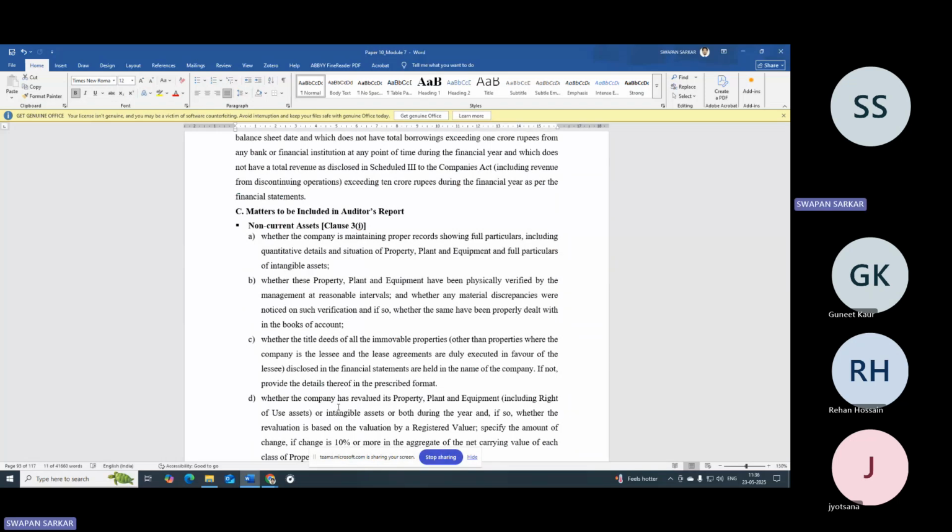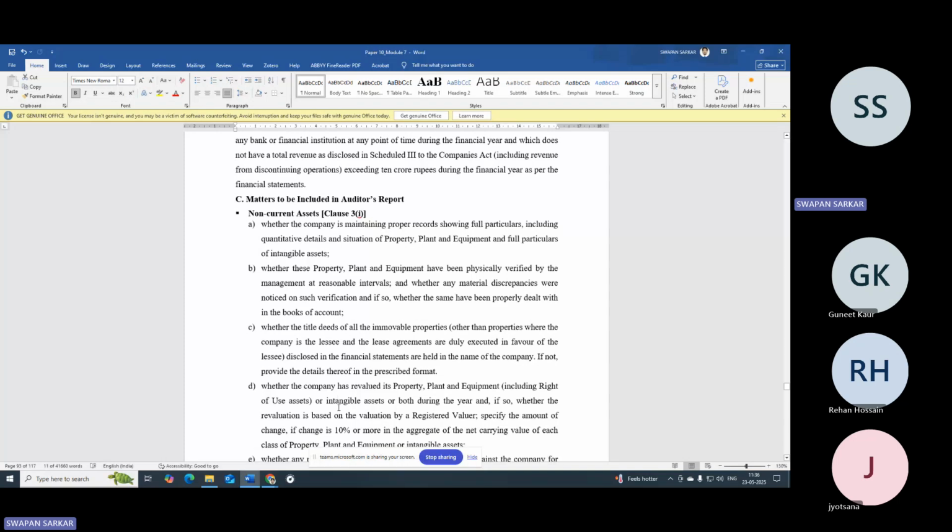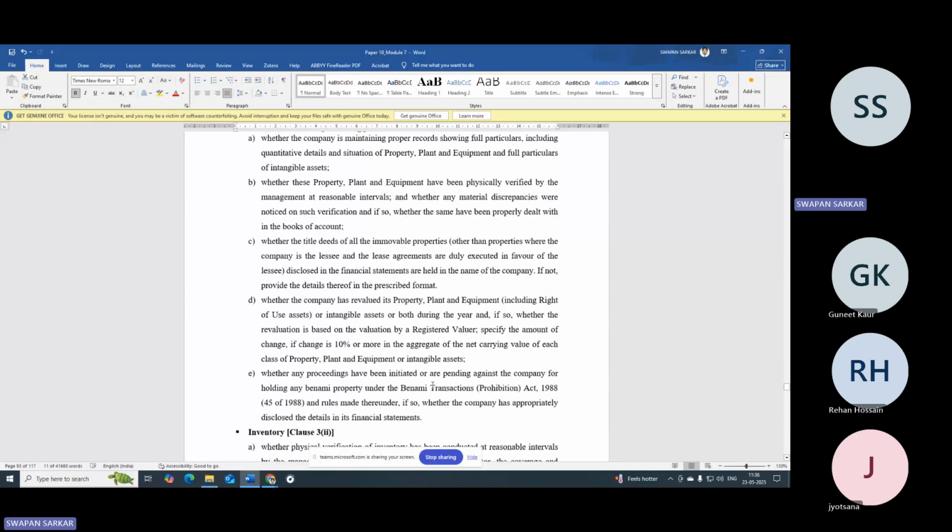Whether the company has revalued its property, plant and equipment, or intangible assets, or both during the year. If so, whether the revaluation is based on the valuation by a registered valuer. Specify the amount of change, if any, if the change is 10% or more in the aggregate of the net carrying amount of each class of property, plant and equipment or intangible assets. Whether any proceedings have been initiated or are pending against the company for holding any benami property under the Benami Transactions Act, 1988.